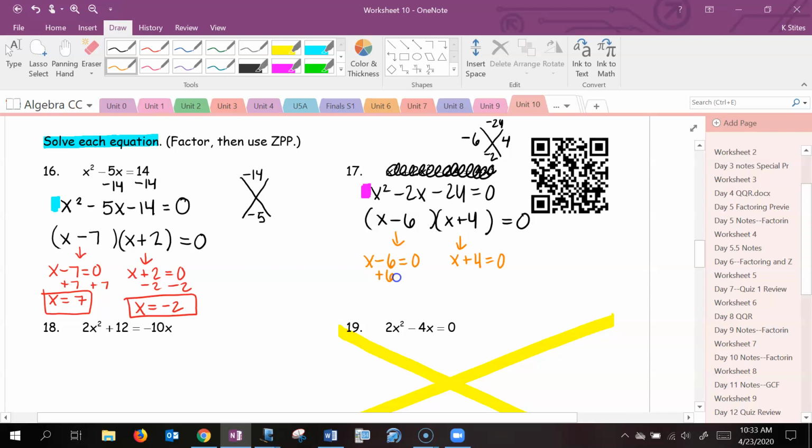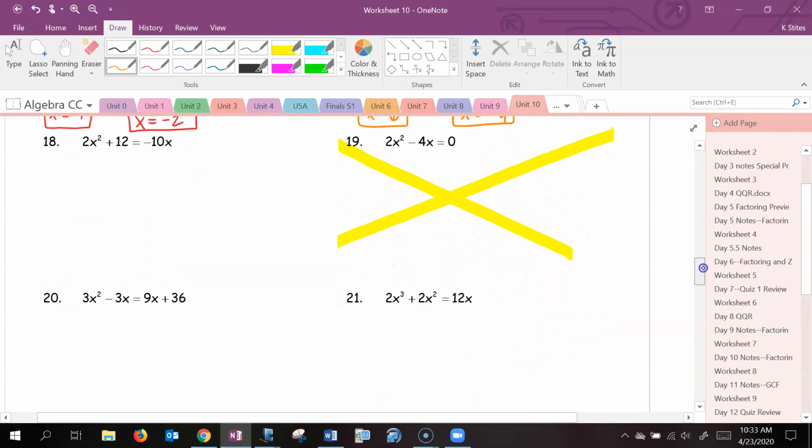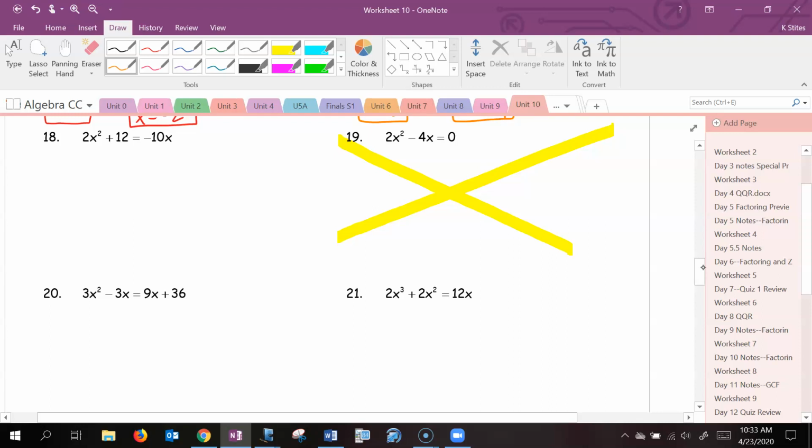And then we'll just go ahead and solve. And again, notice your answers are the opposites of the factors. So like I had an x minus 6, so my answer is x equals a positive 6. I had an x plus 4, so my answer is a negative 4. Okay. All right, number 18.